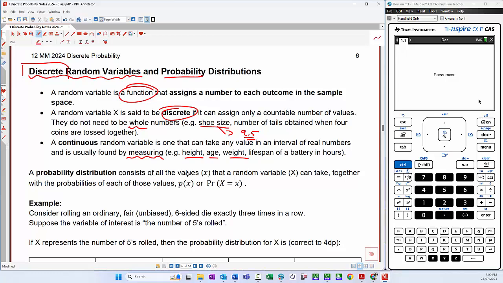So a probability distribution consists of all the values of x that a random variable x can take, together with the probabilities of each of those values, p of x, or the probability that the random variable can be this value here. So these two are the same. P of x is simply the function way to express this. P of x equals the probability that the random variable can take on this particular value. That would be seen to be interchangeable. You can write both of those.